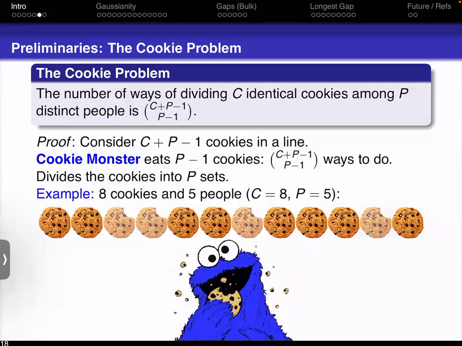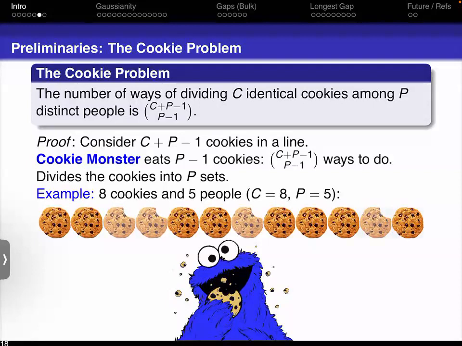When Cookie Monster eats P minus 1 or 4 cookies, he's putting in 4 partition points. Everything up to the first partition goes to the first person. And then once we have that last partition, we get the last person. Does the order matter? Doesn't matter. This is why it's an N choose K problem. The order in which he eats the 4 cookies doesn't matter. Cookie Monster needs to choose 4 cookies to eat. And whichever 4 cookies he chooses, he's putting in 4 partition points. Everything up to the first partition point is given to the first person. Everything from the first to the second is given to the second person.